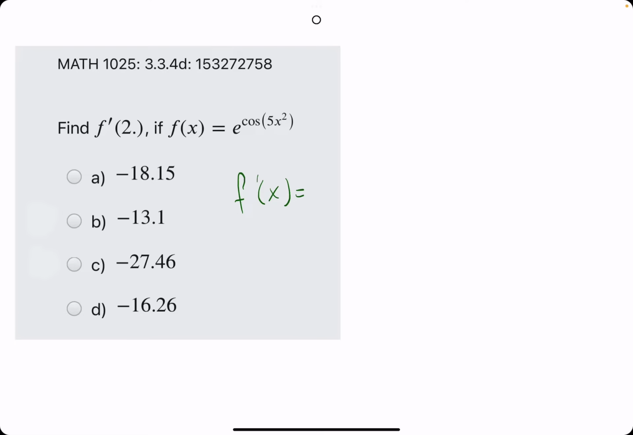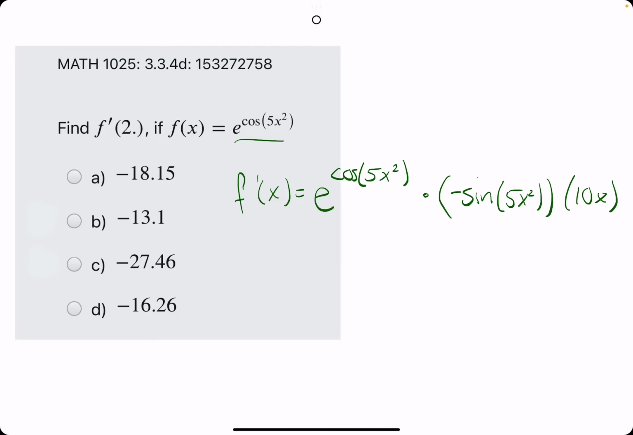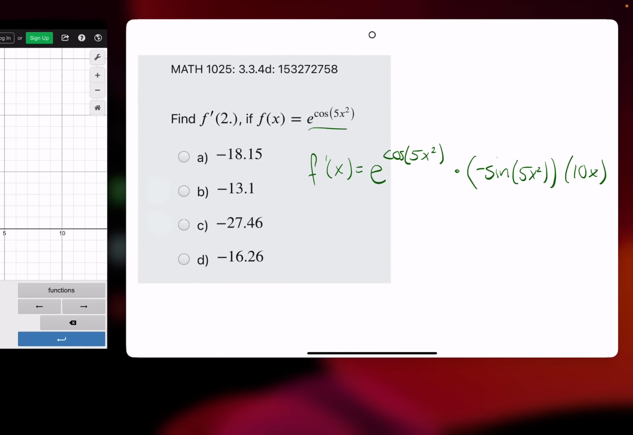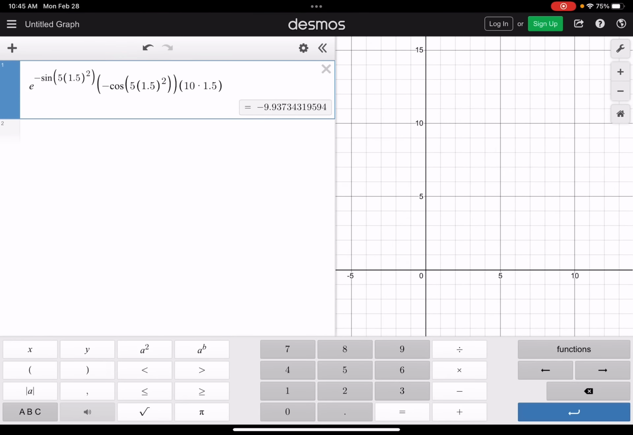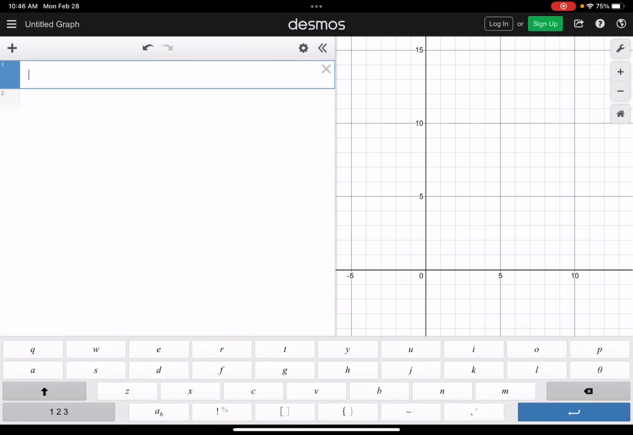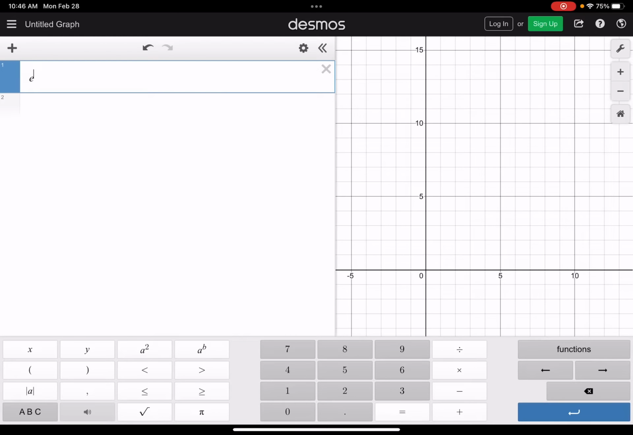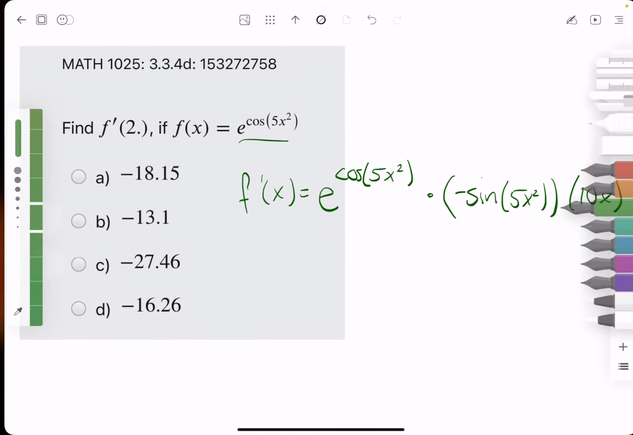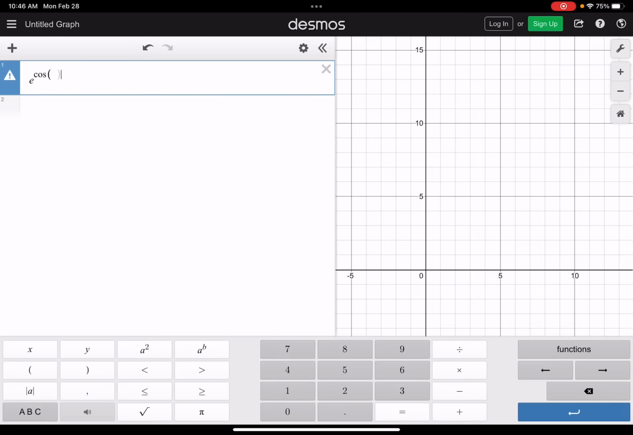This function's outermost layer is the e term. So again, the derivative of any e term is the same exact e term. Working our way in, cosine has a derivative of negative sine. We leave the 5x squared, and 5x squared again has a derivative of 10x. All right, very similar function here. Probably would not have done it if I realized that, but let's keep it going.